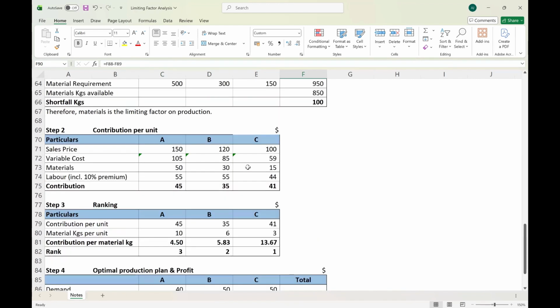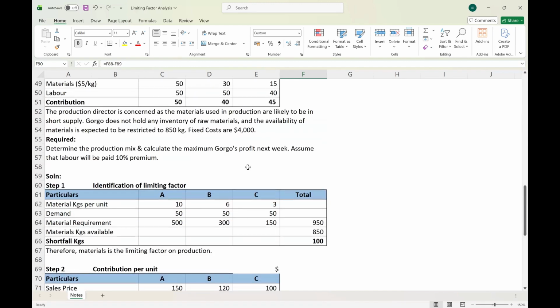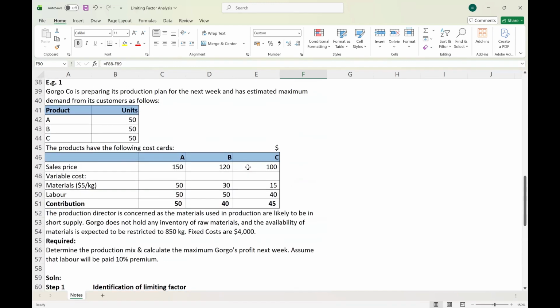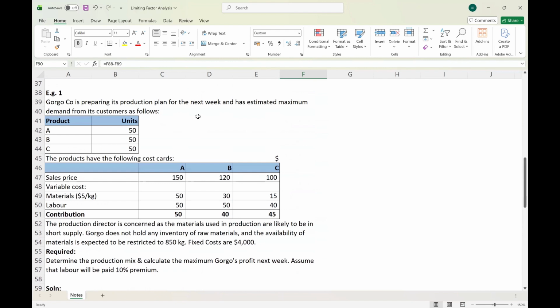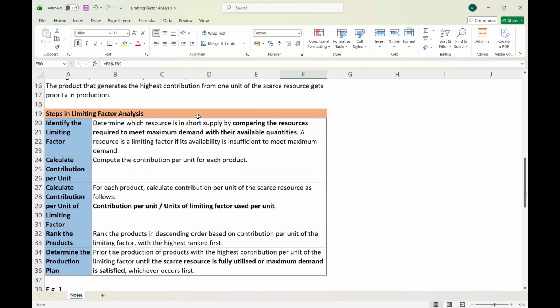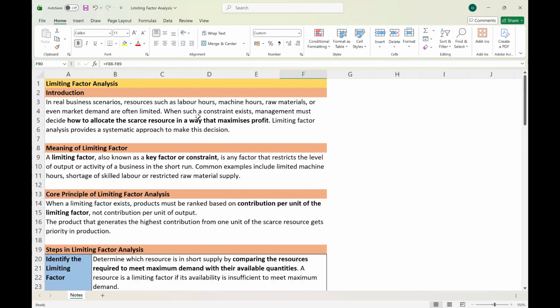I hope I was able to explain the concept to you. The question was quite elaborate, right? And what is the concept? That whenever an organization is faced with a limitation, they perform limiting factor analysis and prepare this type of a production plan. Okay? So that's all for today's session.